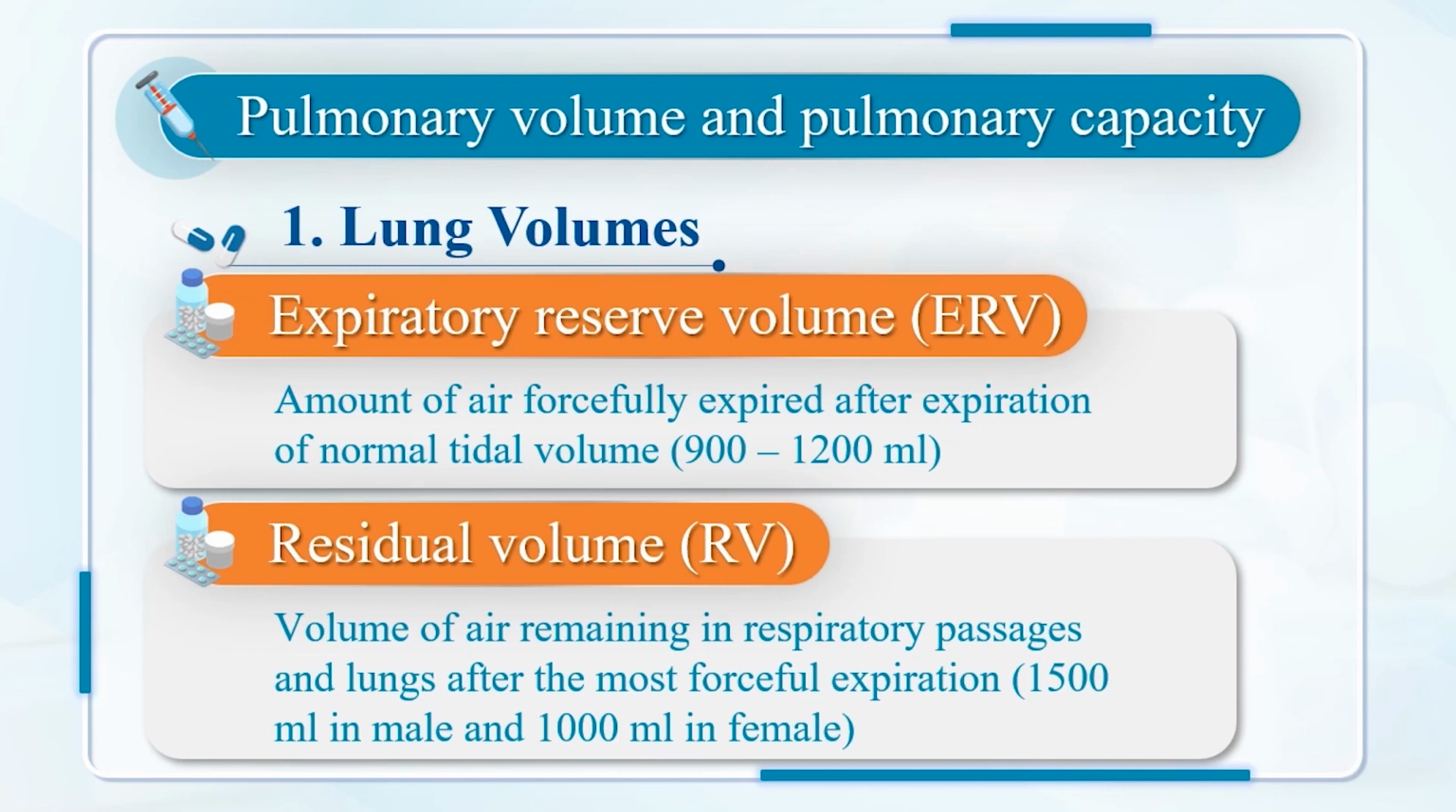1,200 milliliters. Residual volume (RV). RV is the volume of air that remains in the respiratory passage and lungs after the most forceful expiration. It is about 1,500 milliliters in male and 1,000 milliliters in female.